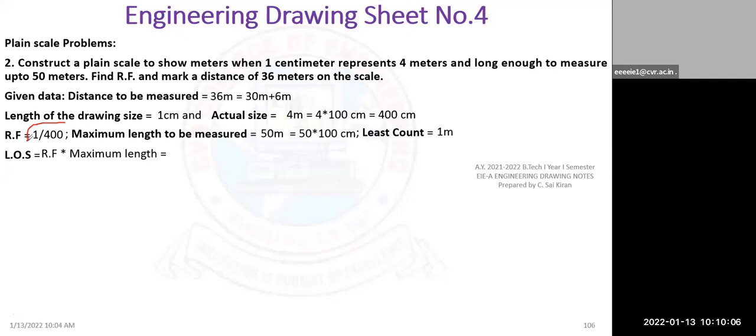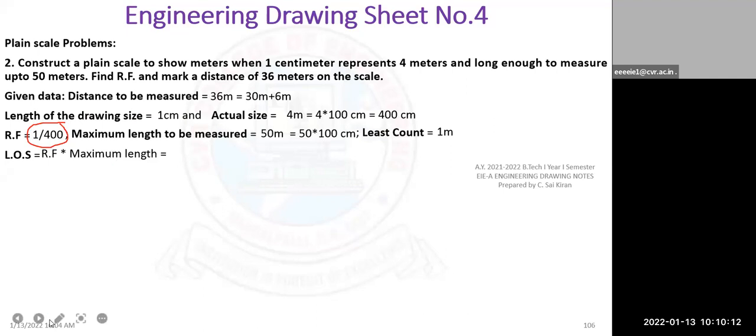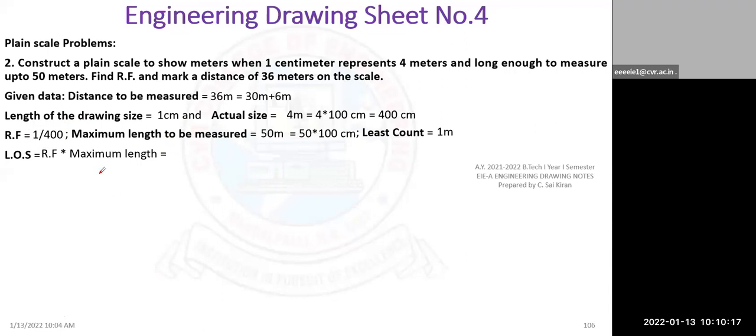I hope everyone understood what is meant by RF value. 12.5 centimeters. So you have to calculate 1 by 400 multiplied by 500 centimeters, 1 by 400 multiplied by 50 into 100. Then it will become 12.5 centimeters, since 1 meter equal to 100 centimeters. So RF is nothing but, if I draw 1 centimeter line on the drawing sheet, it represents 400 centimeters of the actual size. Okay.